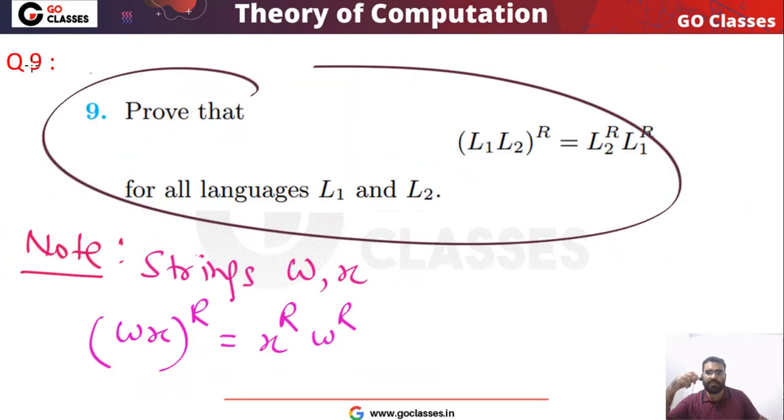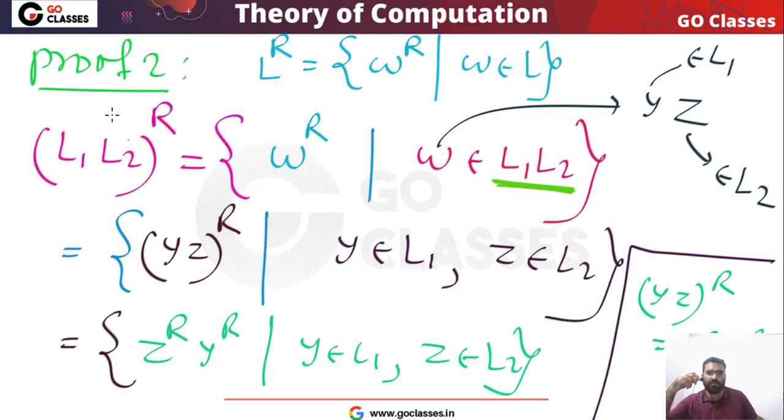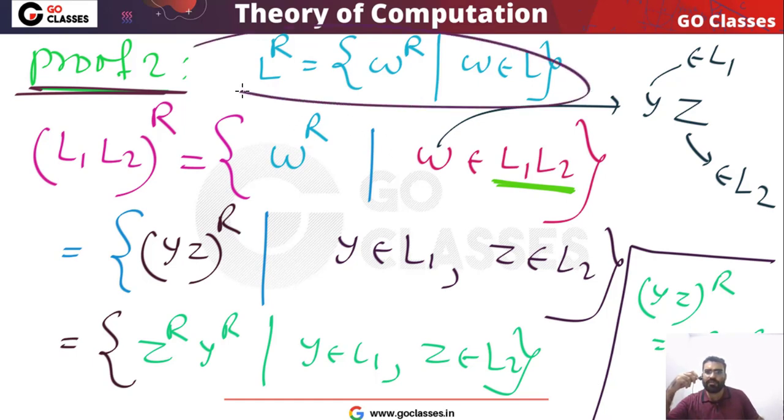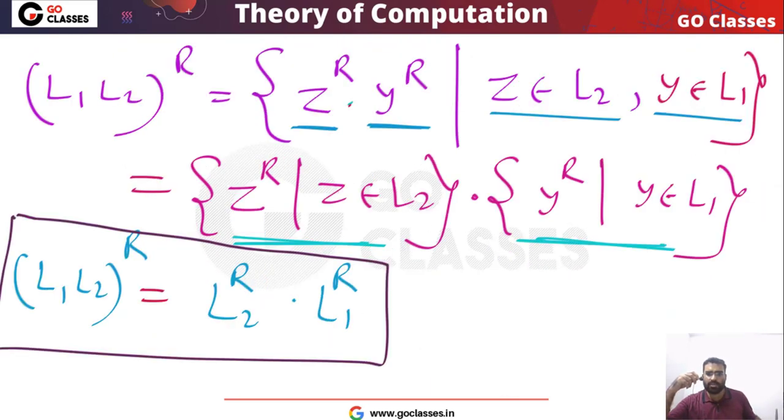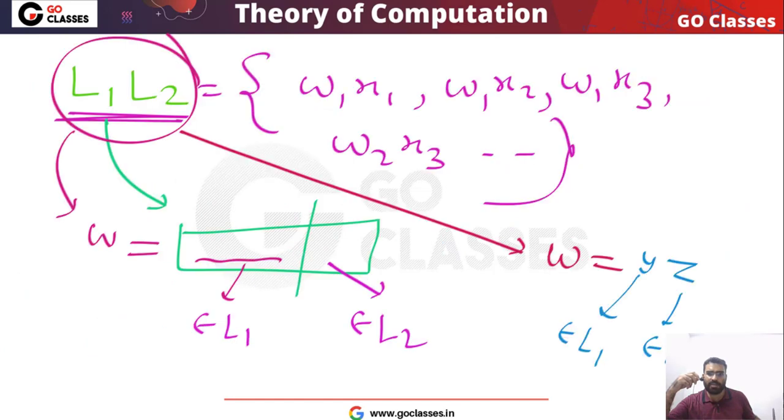This question number 9 is a very simple question. We have done the proof. Like proof number 2, I am going step by step. I am only using the definition of reverse, nothing else, and you can do this step by step very simply. So this is the proof of question number 9, and we have done question number 9.